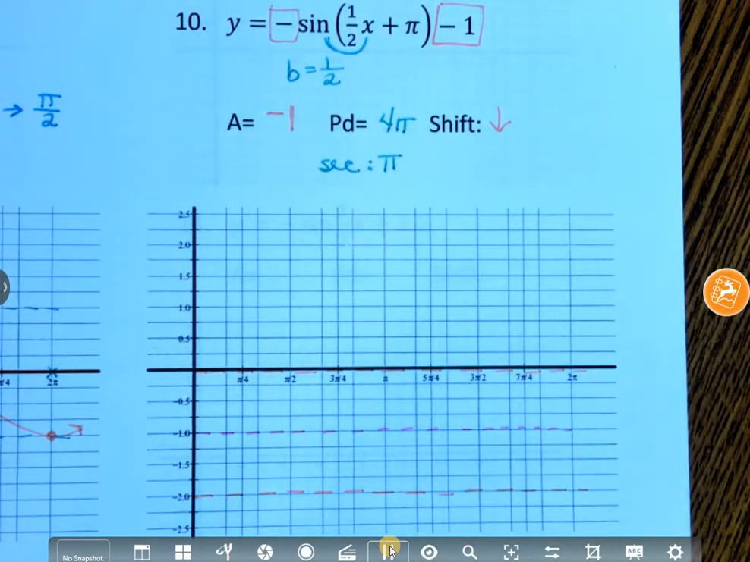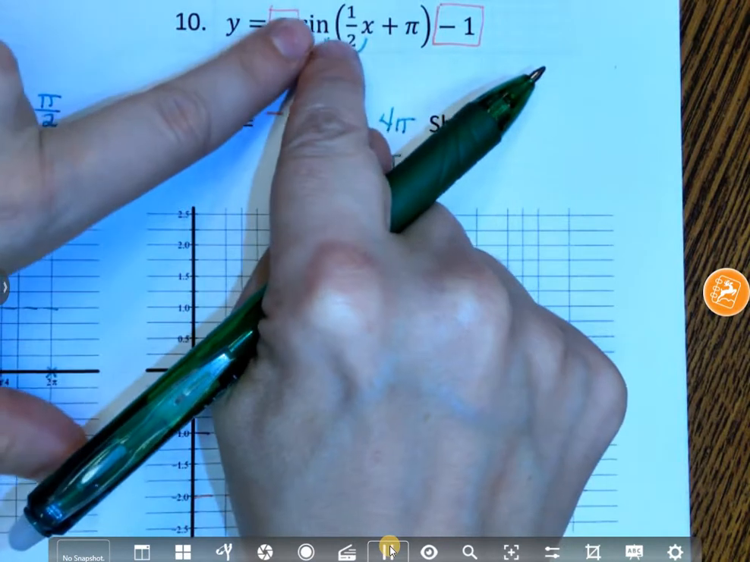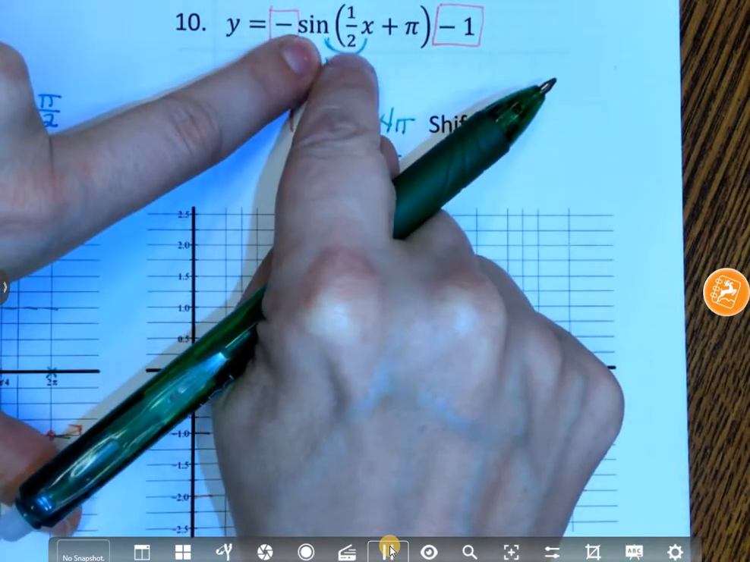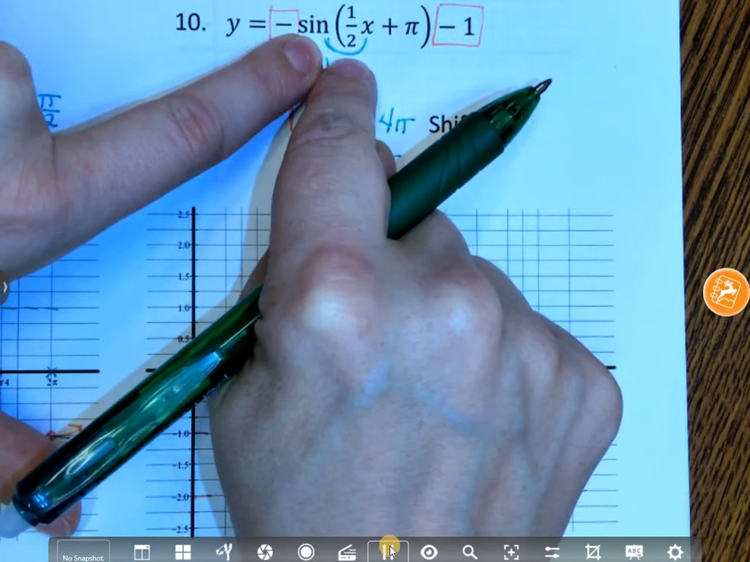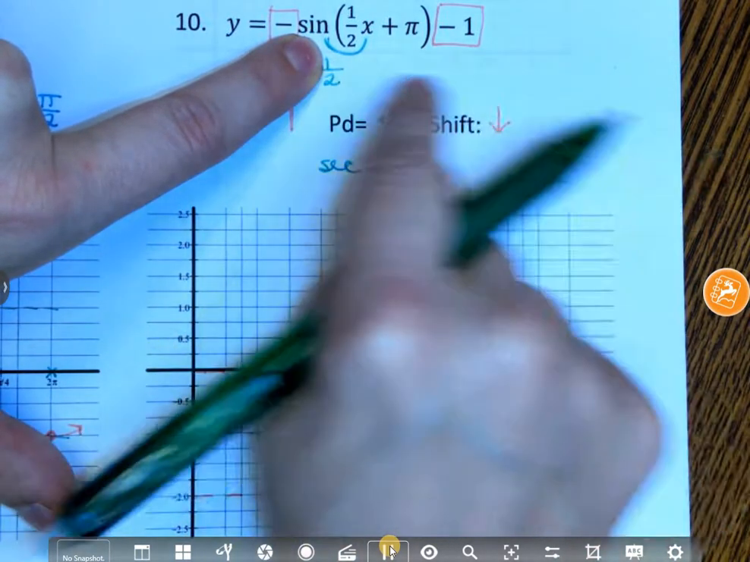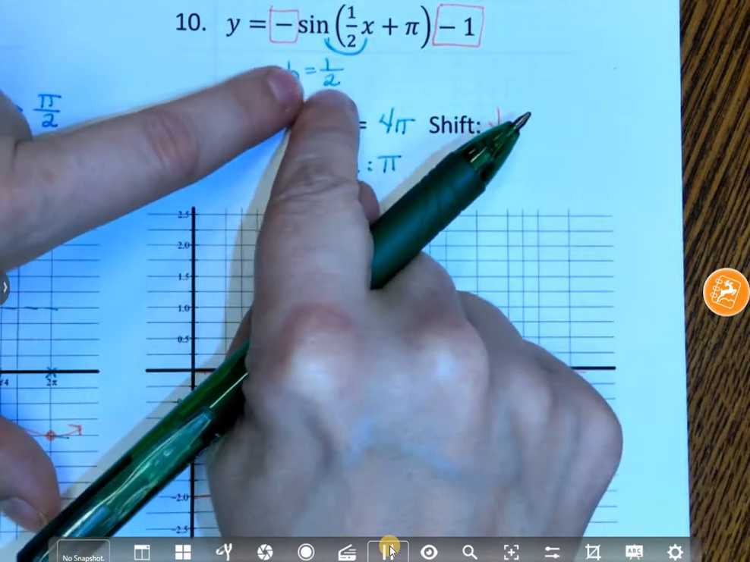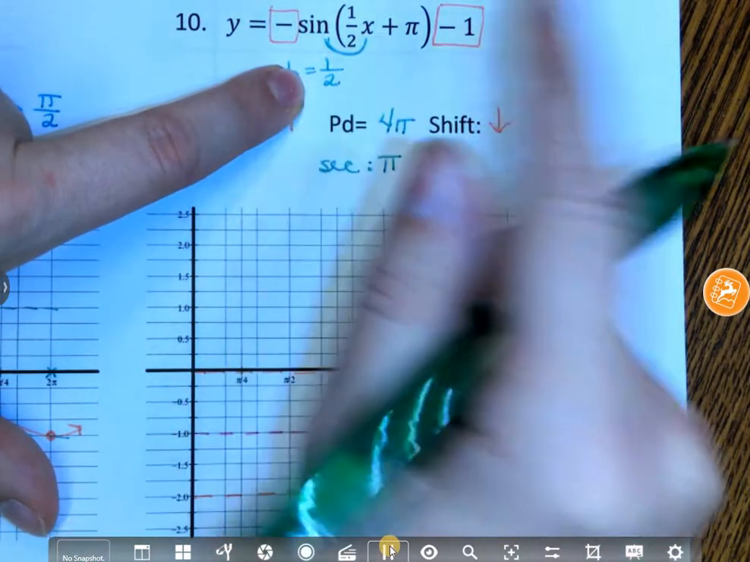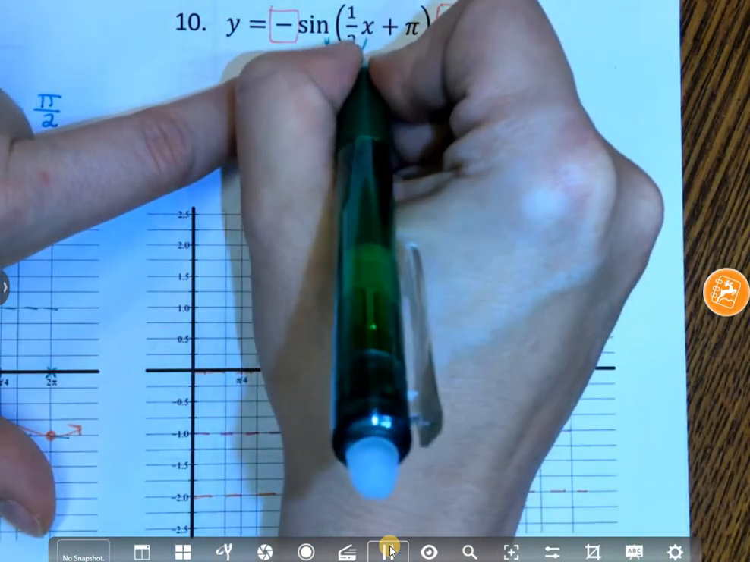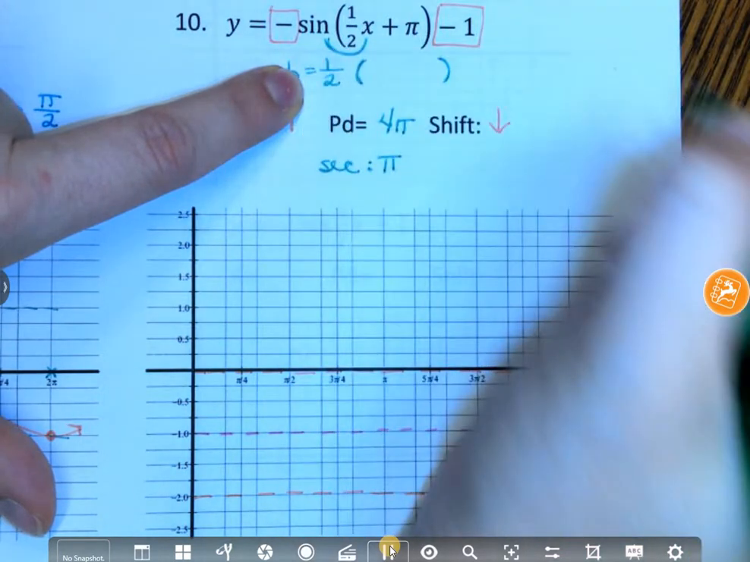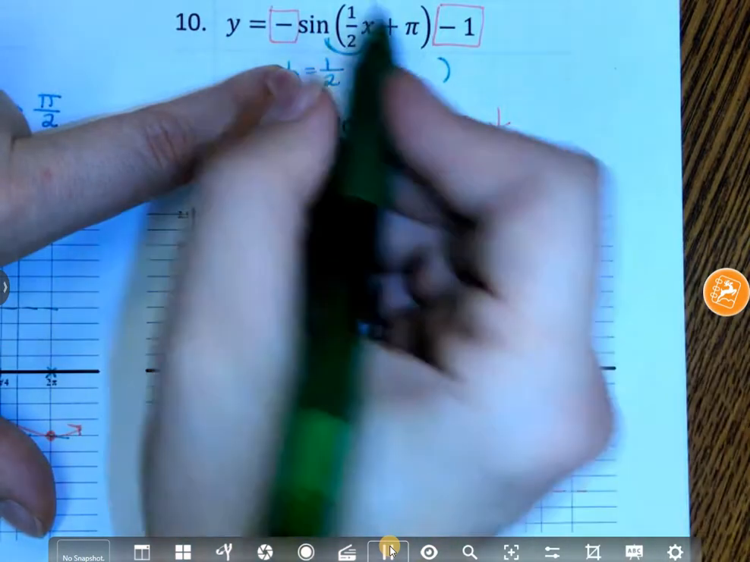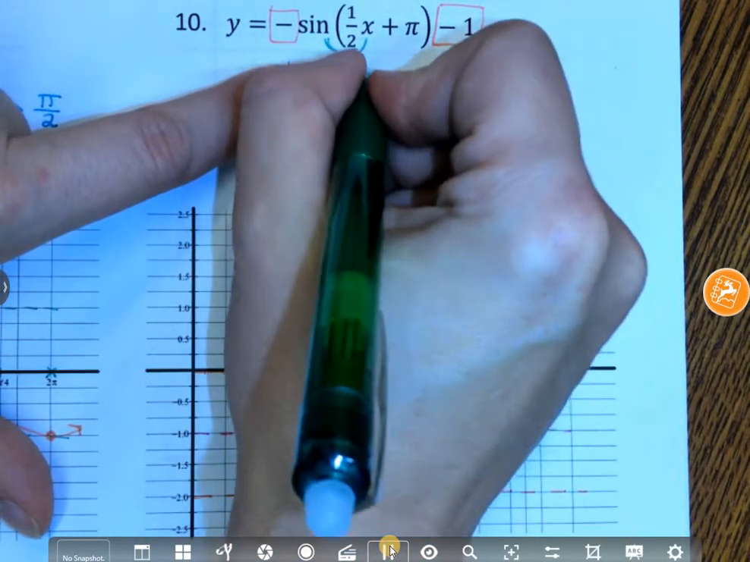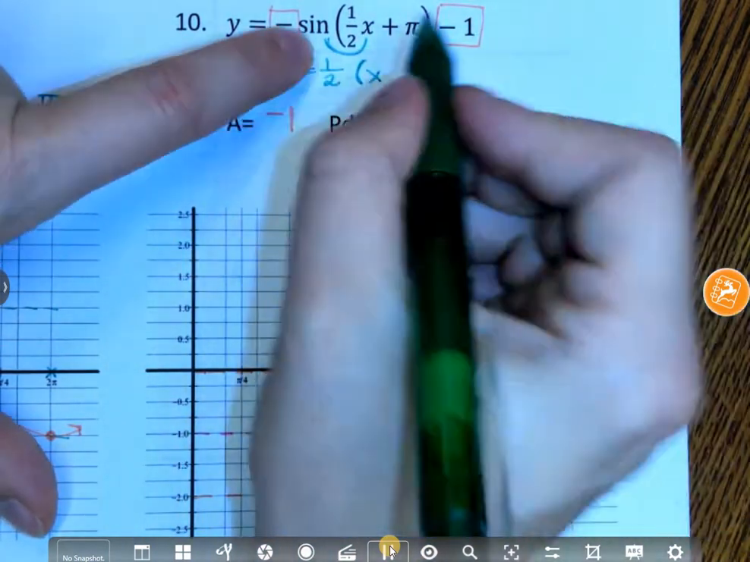Are you okay with that? Staying the same rules as what we had before. The number between your sine and your variable, that is your b. So the only thing we have left to worry about is the left to right shifts. When you figure out what your b is, you have to pull that out of your parentheses. This is the hardest thing you do. You have to pull that out. So it'll be 1/2 times x.